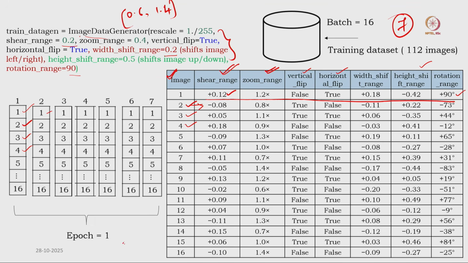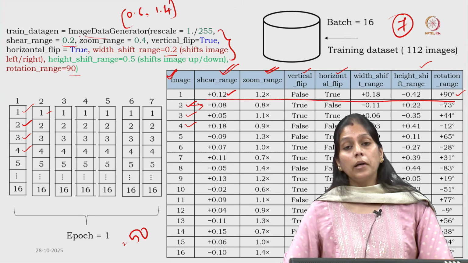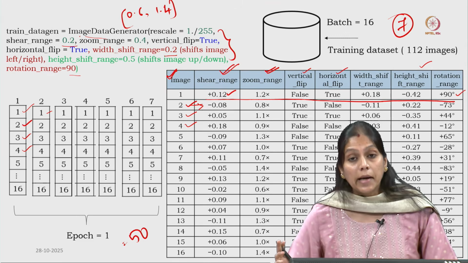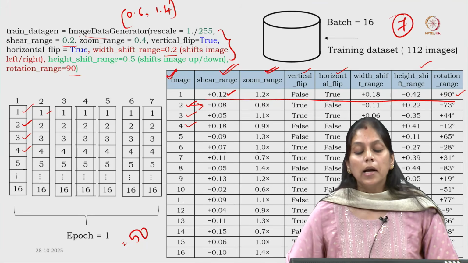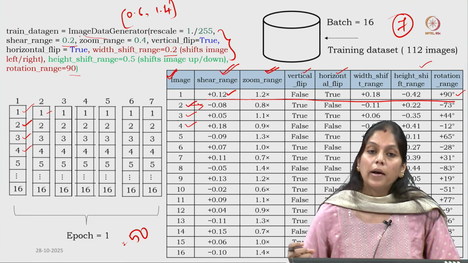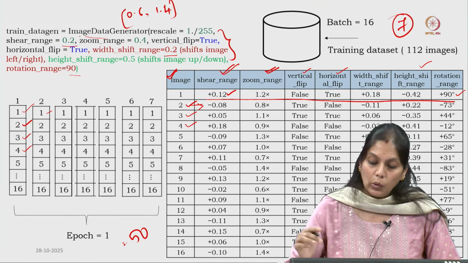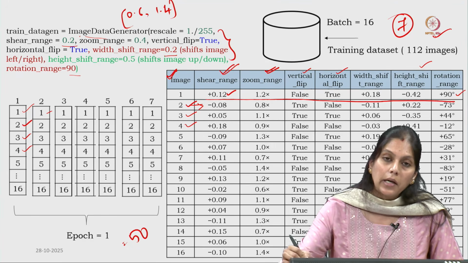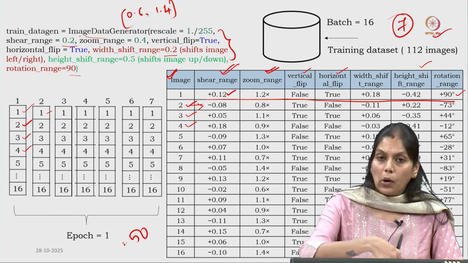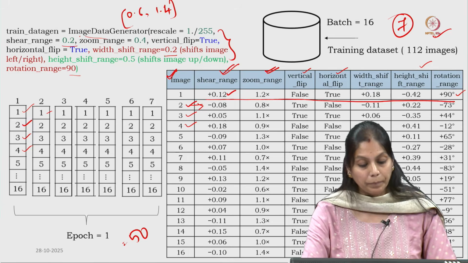What if you run this for 50 epochs? Can you imagine how many different orientations, how many variations we are creating? So, this is how we are artificially increasing the size of the training data set. And how are we doing it? By modifying the existing data only. From the original data we are taking, and then we are applying all of these parameters.